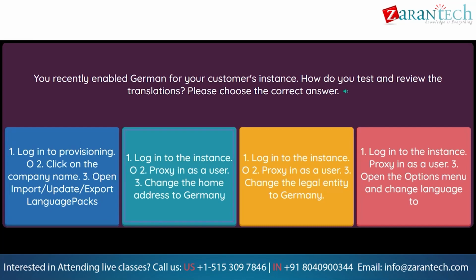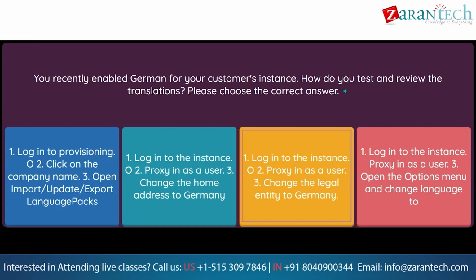Option 2. Log into the instance. 2. Proxy in as a user. 3. Change the home address to Germany. Option 3. Log into the instance. 2. Proxy in as a user. 3. Change the legal entity to Germany. Option 4. Log into the instance. 2. Proxy in as a user. 3. Open the options menu and change language to German.